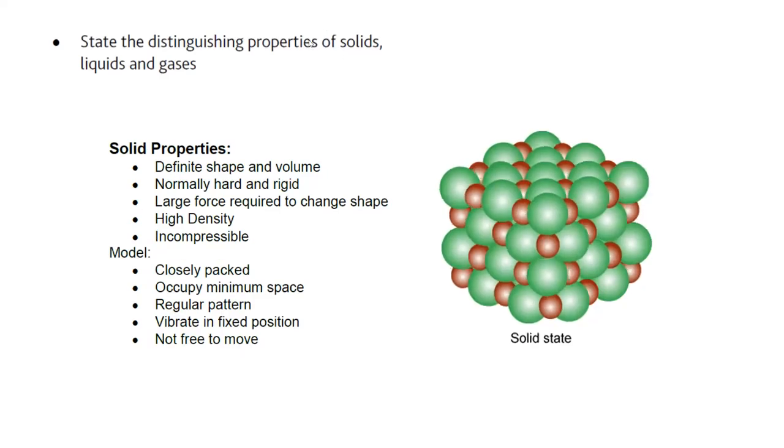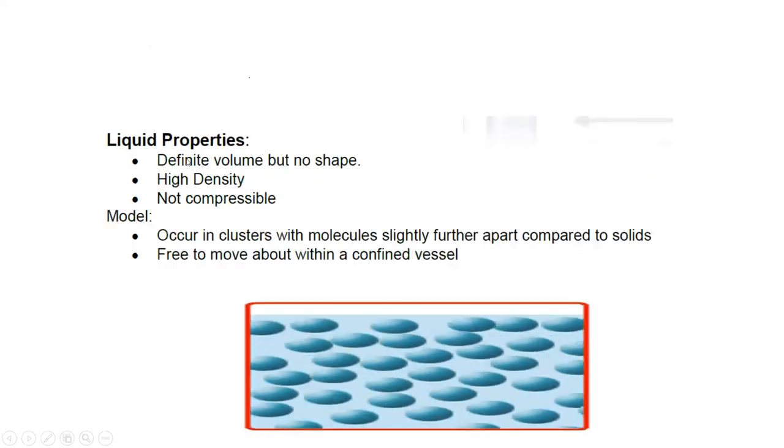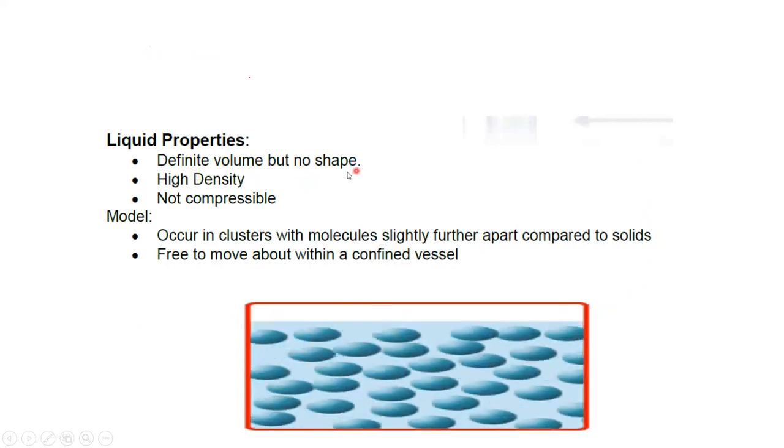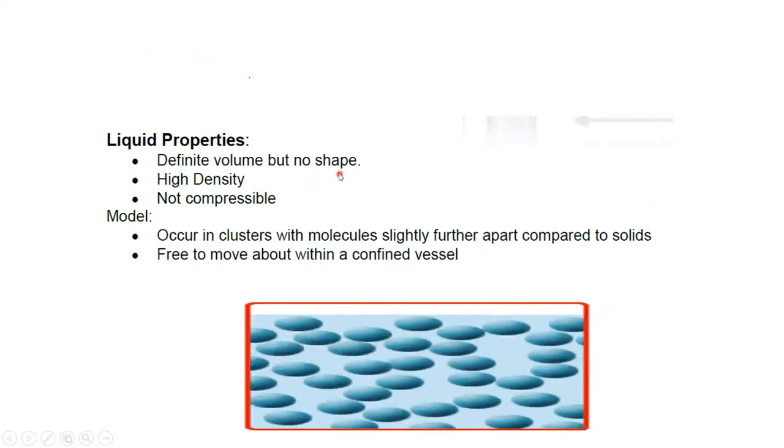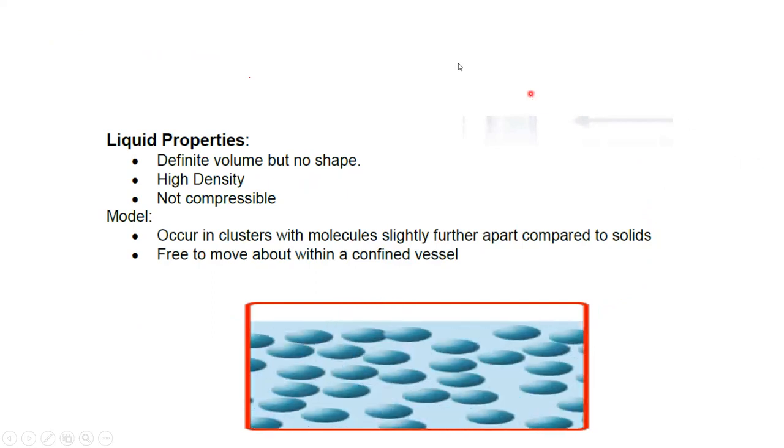Then moving on to the next part, because the objective is that we should be able to distinguish the properties of solid, liquid and gas. So the second one, the properties of the liquid. They have a definite volume, but they don't have a definite shape. So basically they take the shape of the container.